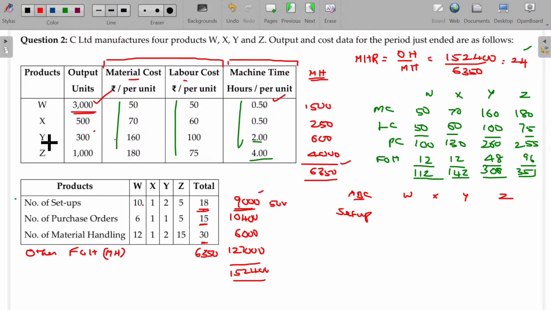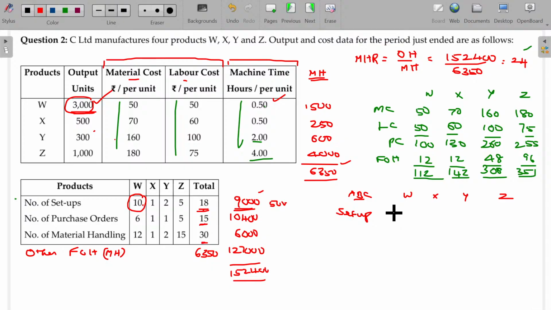9,000 is the total setup cost. Out of that, for W alone, how much? 500 per unit, per setup. How many setups are for W? 10 setups, 5,000. 5,000 divided by what? 3,000. How do I calculate here? Okay. Cost per setup, per cost driver, multiplied with the number of cost drivers, divided by the number of units. That's the formula, you can guess it easily, no problem. Okay.